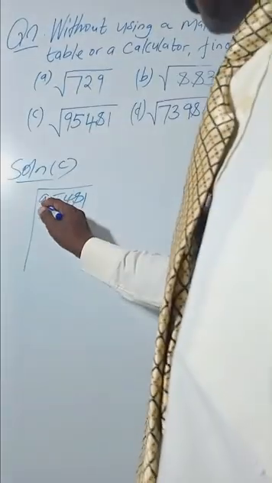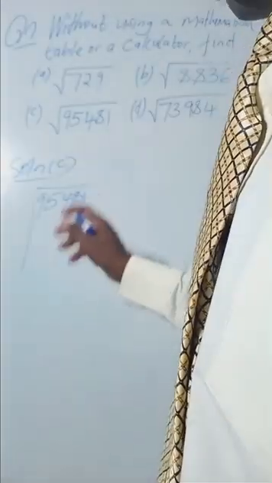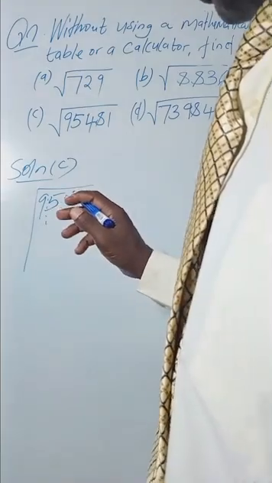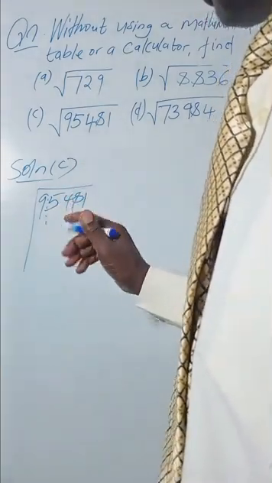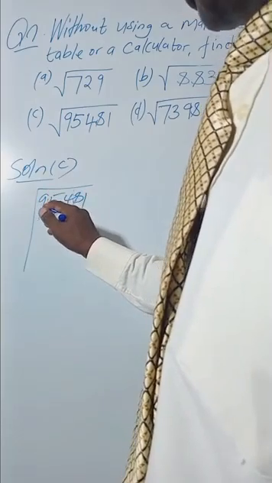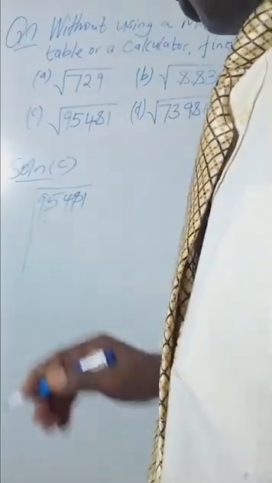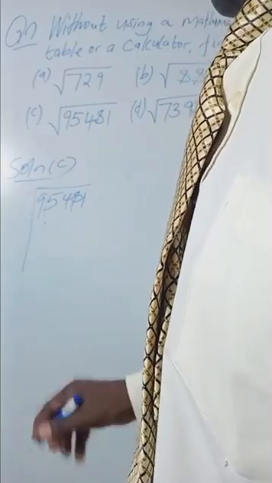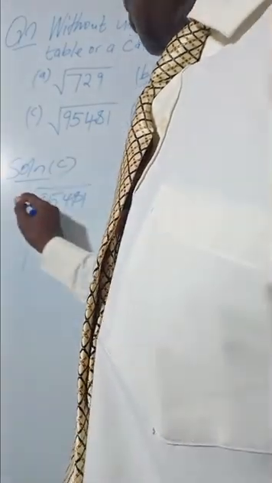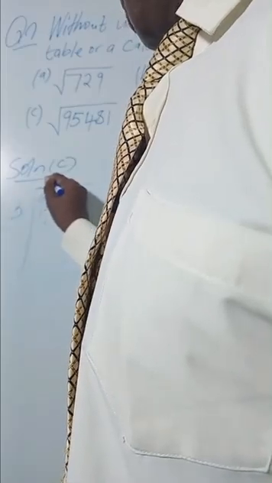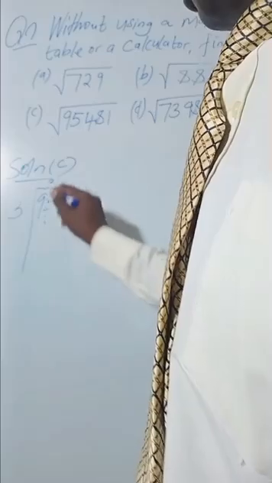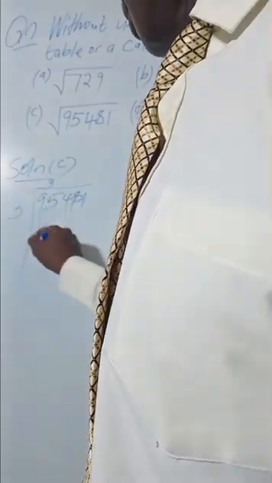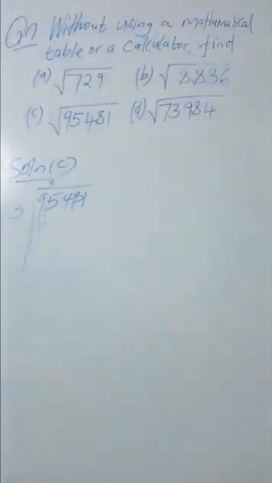Then here we have this last digit, which is alone. Now we have to ask ourselves which number, when multiplied by itself, gives us a number which is close to 9 or equal to 9. So there we go. That is 3. We put 3 on top of 9. 3 times 3 gives us 9.